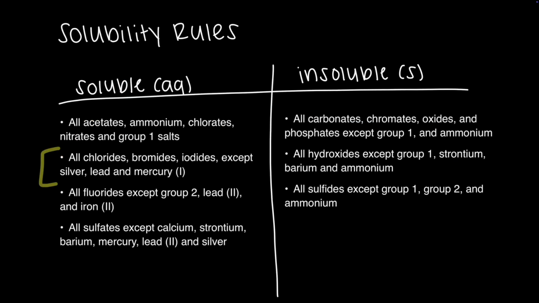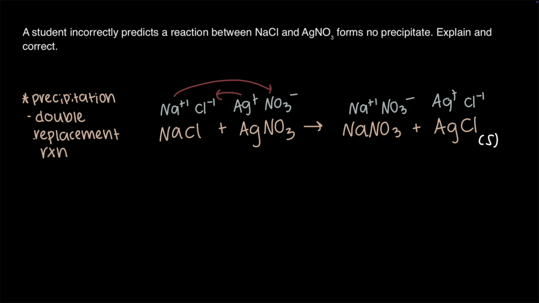Looking at solubility rules, we have all chlorides, bromides, and iodides are soluble except bonded to silver, lead, and mercury. Silver is one of the exceptions, so AgCl is insoluble and is a solid. All other compounds will be aqueous, so we write AQ for the state of matter. We can see that AgCl is a solid, so this will be our correction.